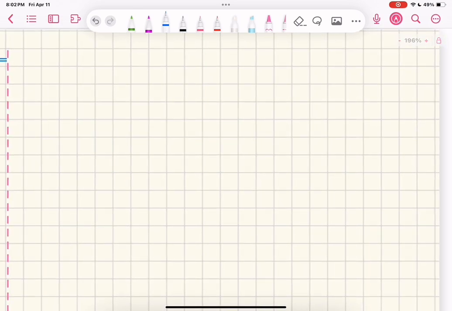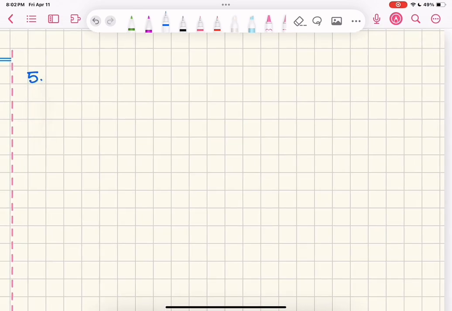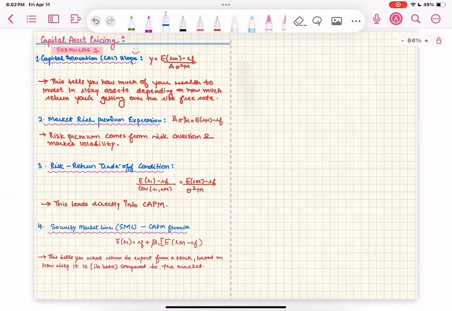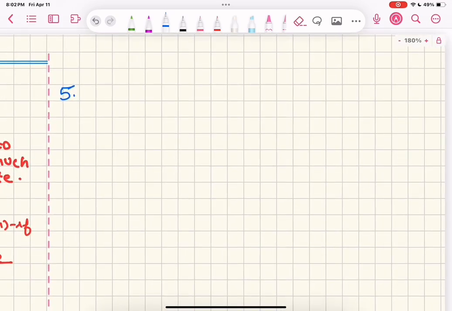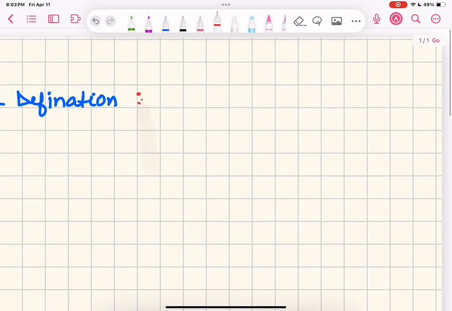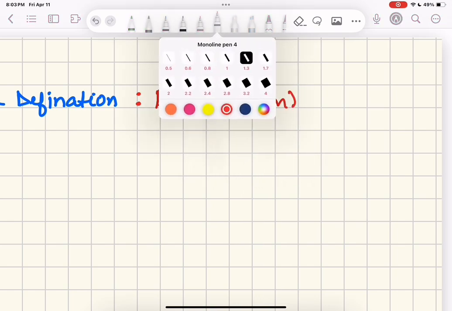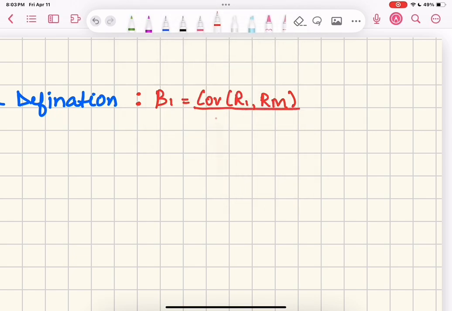Okay, now let's see the fifth concept, which is beta, measuring risk. So first we'll talk about what beta is. Beta measures how much a stock moves with the market. So this is the formula.